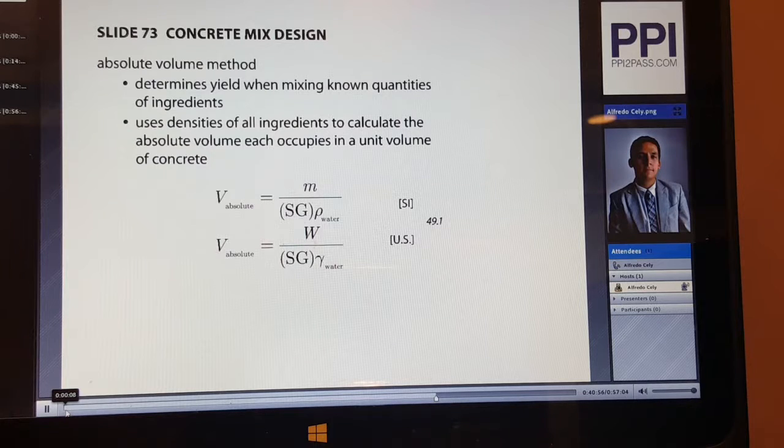Now, to use the absolute volume method, it is necessary to know the solid densities of the constituents. In the absence of other information, you can use table 49.2, which is shown in CERN. Now, the values in the table are approximate and should be used only if other information is not available.